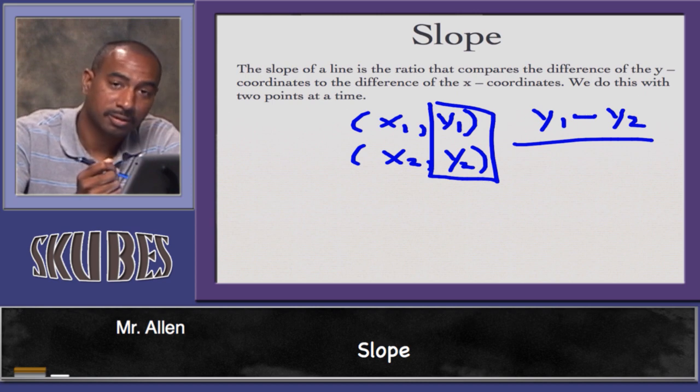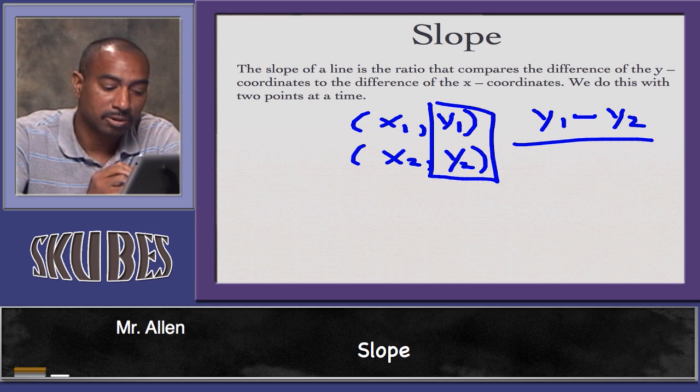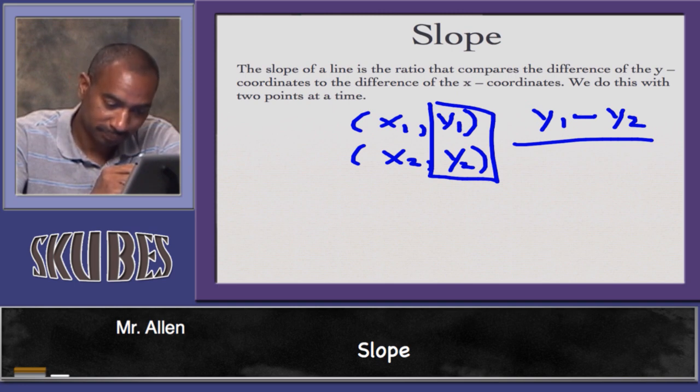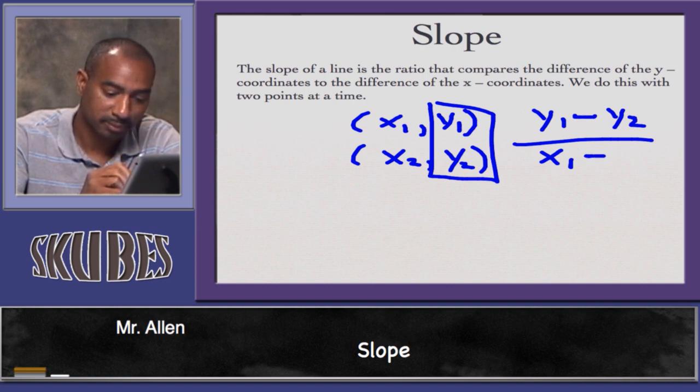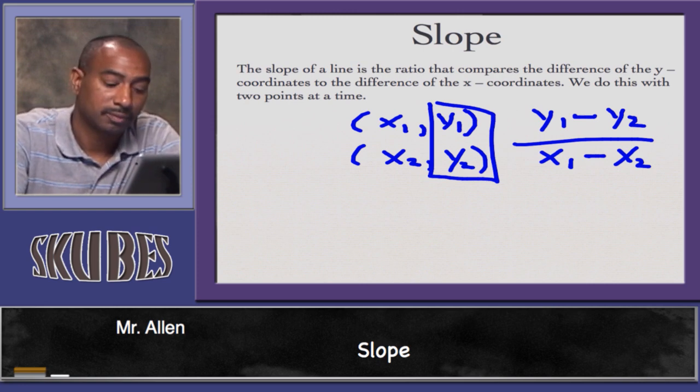But subtraction is not commutative, so you have to be very careful in the order that you subtract. So if I start with the first ordered pair up top, I've got to start with the x term at the bottom in the first ordered pair there when you subtract, because subtraction is not commutative.